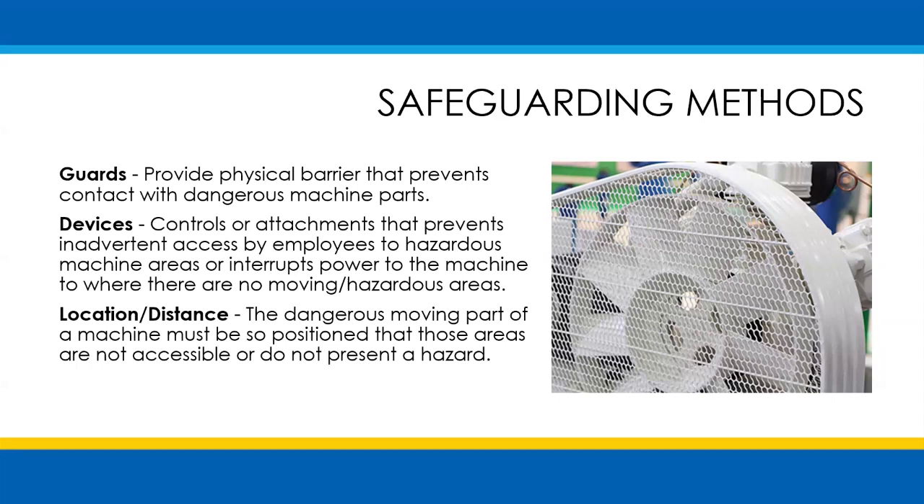Machines can also be guarded by location or distance. This involves positioning the dangerous part of a machine in an area that is not accessible to workers, so it no longer presents a hazard.